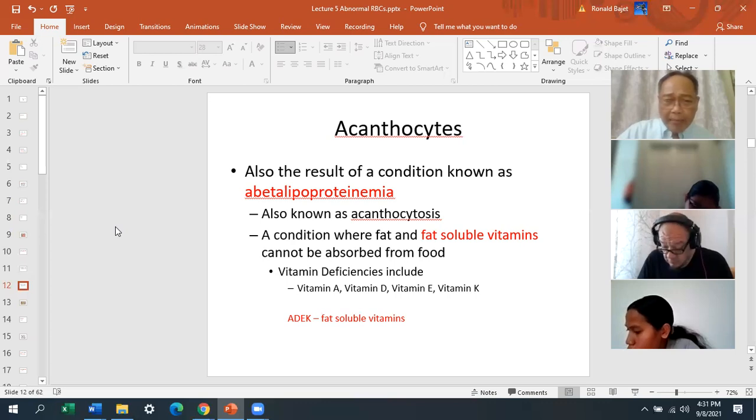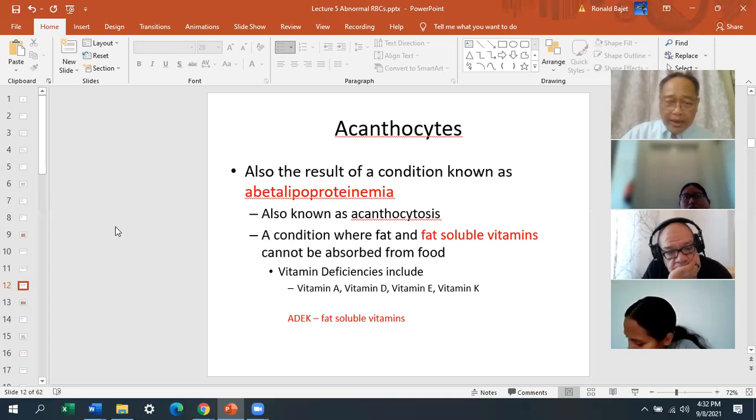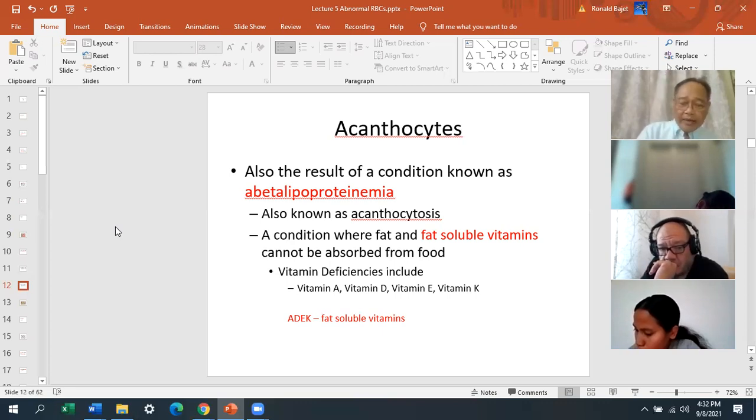Whenever you have A beta lipoproteinemia, that's also known as acanthocytosis. You'll see acanthocytes in the blood. This is a condition where fat and the fat-soluble vitamins cannot be absorbed from food. Those vitamins are A, D, E, and K. ADEK is the acronym for your fat-soluble vitamins. Make sure you know this; you'll be asked it for sure. What are the fat-soluble vitamins? A, D, vitamin E, and vitamin K.